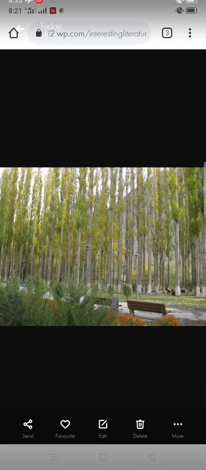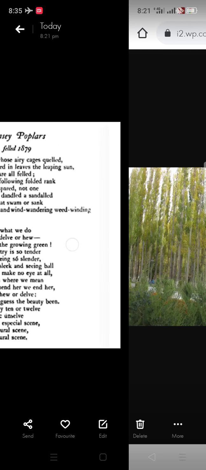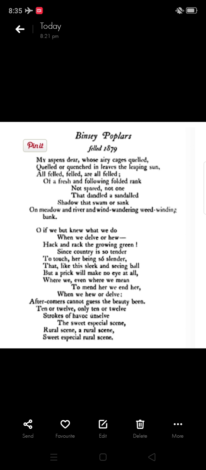Now, poplars is a type of tree. It's a species of trees. Here it is. These are the type of trees we call poplar trees. This is how they look naturally. I don't know if you're seeing the photos well. These are called poplar trees. Now, Binsey is the town where he grew up. He grew up there and he traveled.